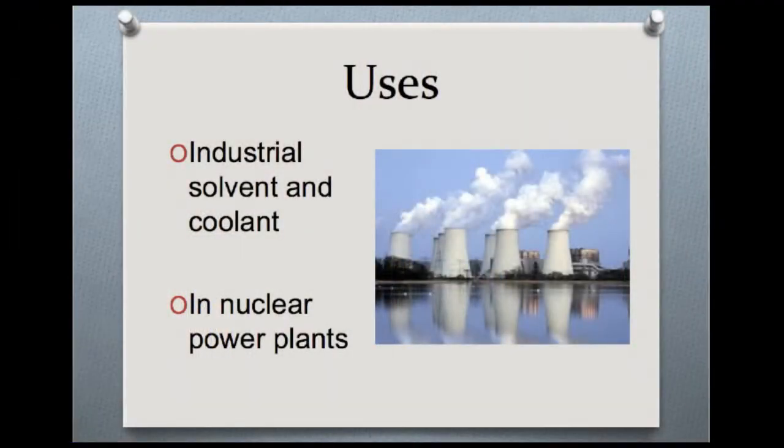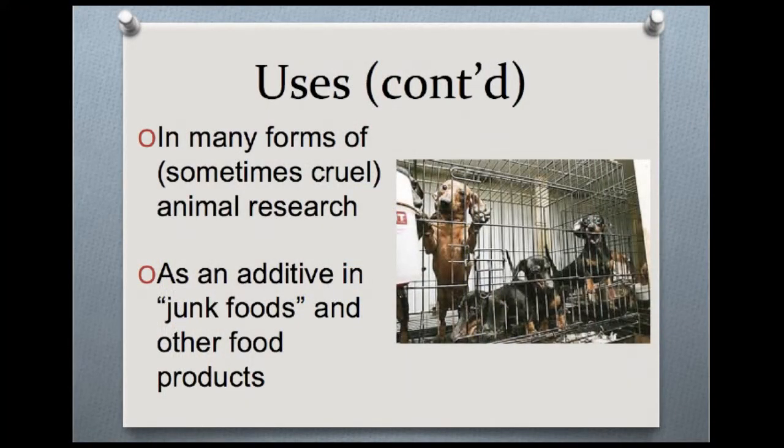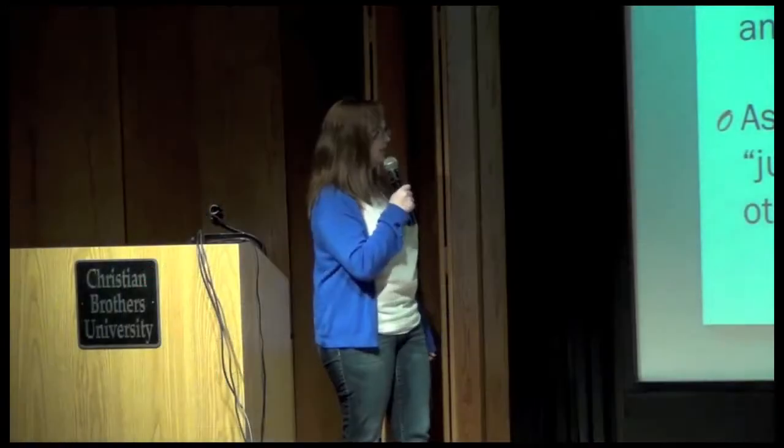Dihydrogen monoxide is in almost everything you do. I guarantee you that everybody in this room has come into contact with it at least once today. It's used as an industrial solvent and coolant, which means that it is used in every factory in America, and not just in America, but every factory in the world uses dihydrogen monoxide on a daily basis. It's used in nuclear power plants, which, as you can see, affect the environment. It's used in animal research, and a lot of times it's used in cruel animal research. It's also used as an additive in junk foods and all sorts of other food products. Most every food product in the store is going to have some kind of dihydrogen monoxide in contact with it.